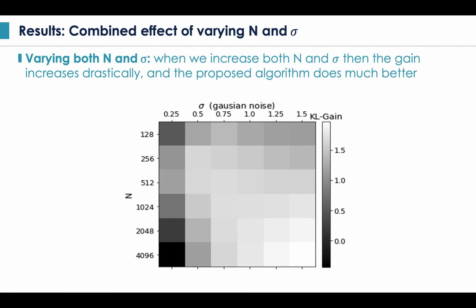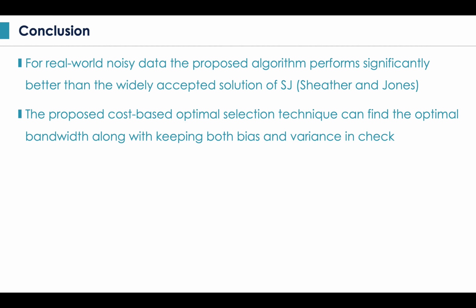Now if we vary both of them together, we can see this chart over here. As you can see, if we increase both n and sigma, this algorithm does much better, as the value of the gain is higher and higher. So when we add noise, algorithms like SJ just don't perform too well. This algorithm has an edge where we have real-world noisy data, which is the more likely scenario. So to conclude, for real-world noisy data, the proposed algorithm will perform significantly better than the accepted solution of SJ.